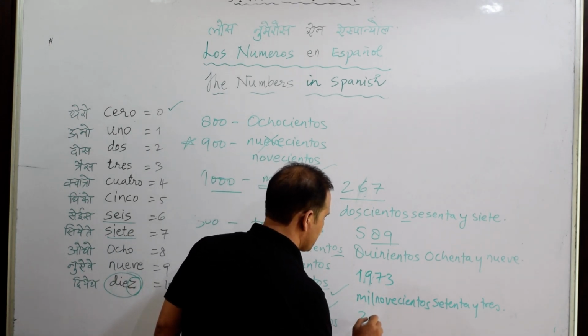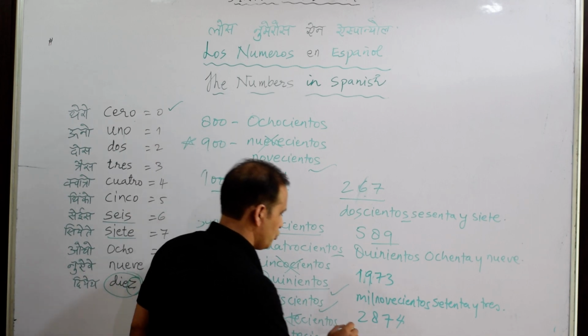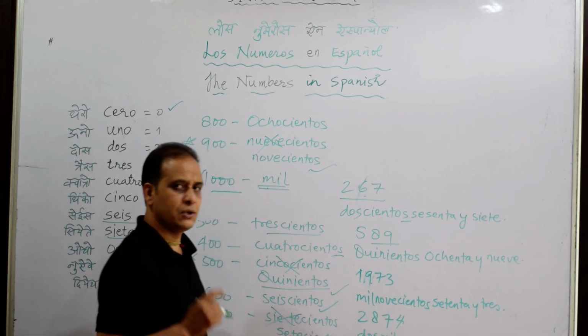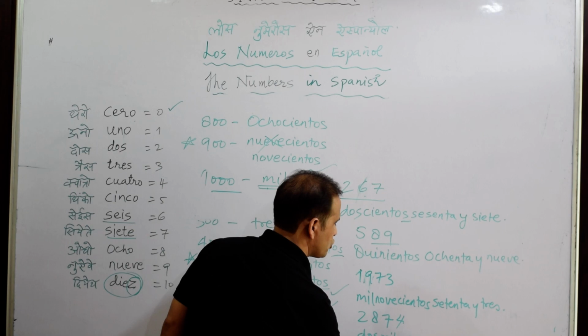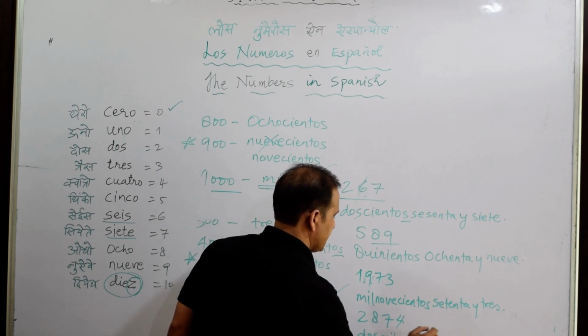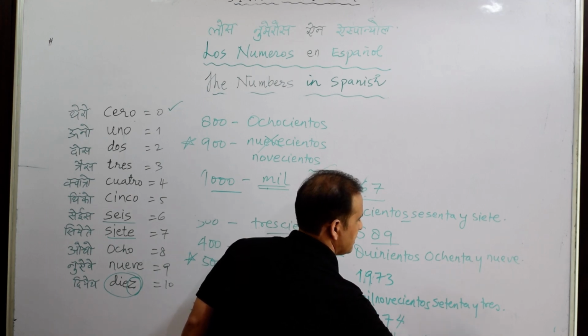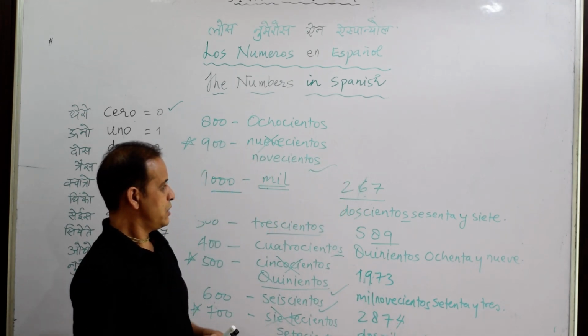Okay, how will you say 2874? The 2, that is dos. 1000, that is mil. 2000, dos mil. 800, that is ochocientos. And then 74, setenta y cuatro. So that is how you will say.